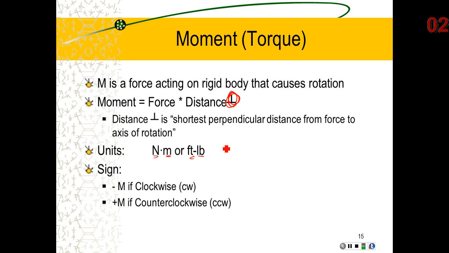The sign, as I mentioned: a rotation clockwise, by convention, is a negative moment. If it's turning clockwise, this will be a negative moment. If it's turning counterclockwise, going against the clock, that's considered a positive moment. So on our forces, upwards and to the right were positive, downwards and to the left were negative. When we have rotations, when we have moments, clockwise is negative, counterclockwise is positive.